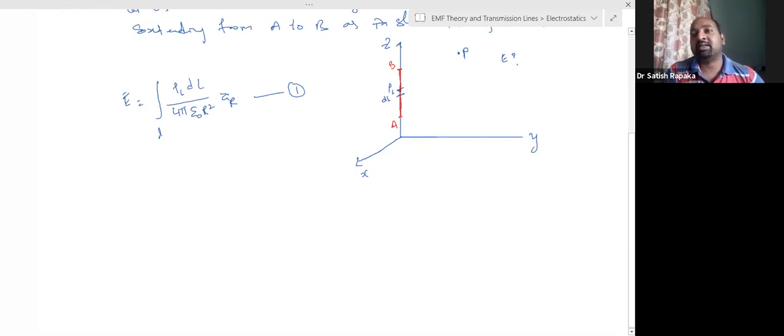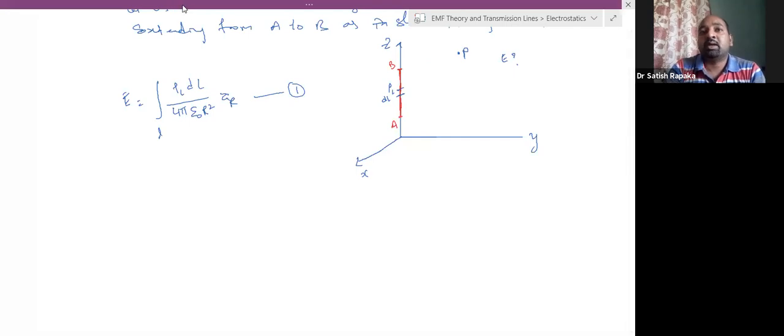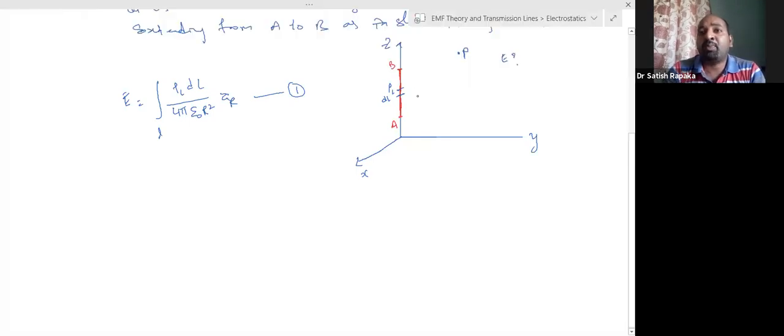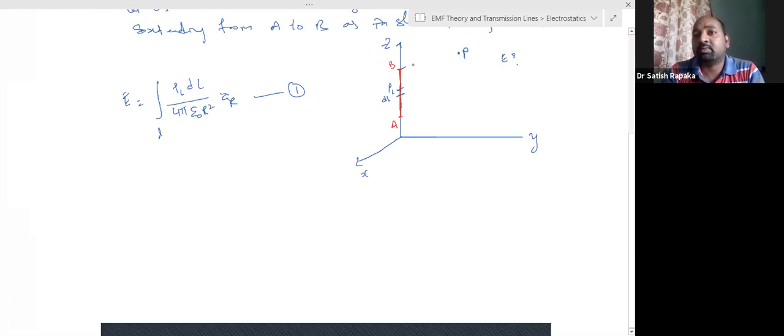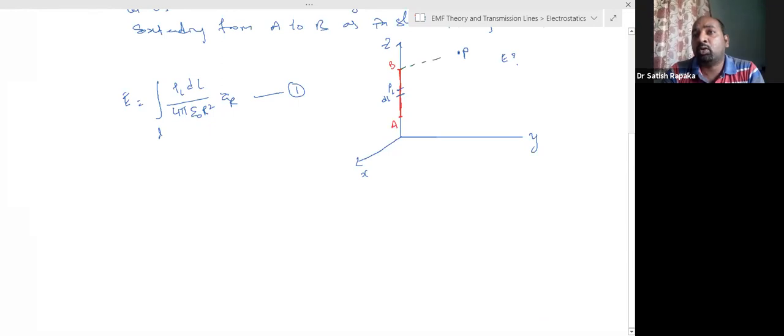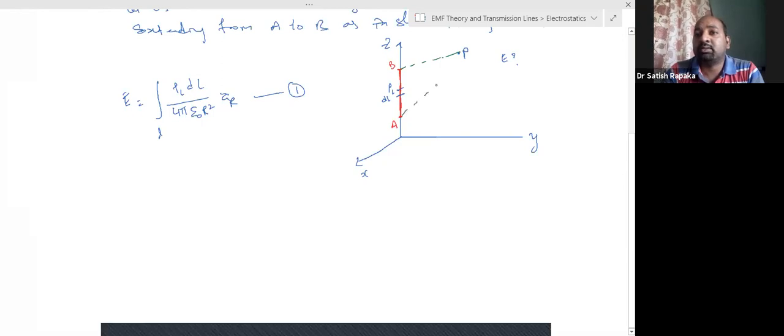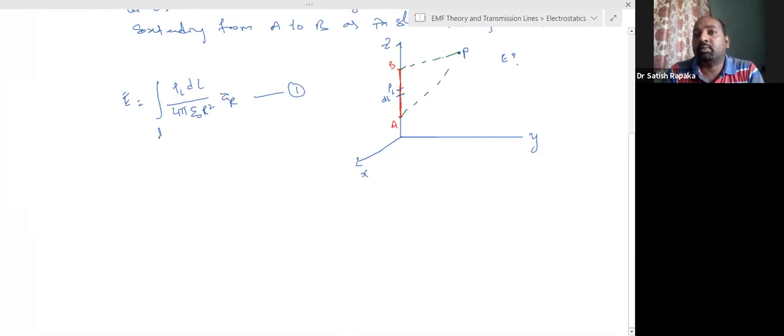So let us consider a differential length dl here, and at a point P, let us try to determine the electric field. To determine the electric field, the procedure is to join the upper end and the lower end to point P like this. So this is the upper end, and this one is the lower end.